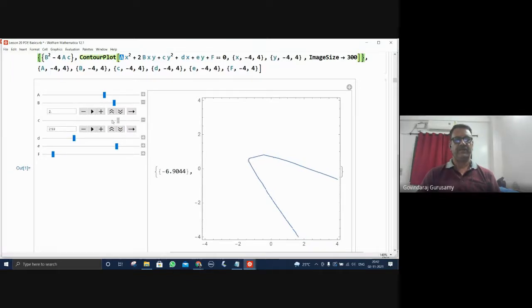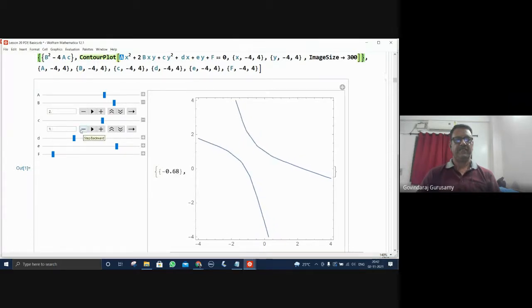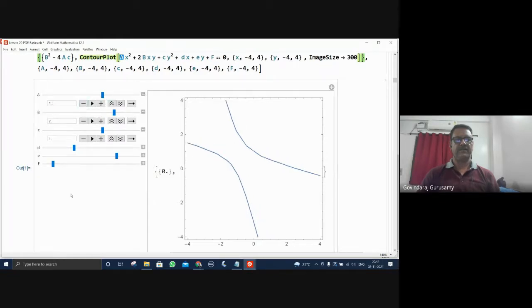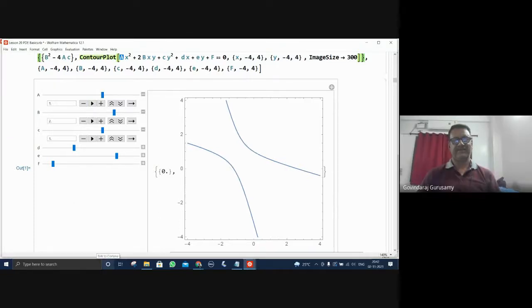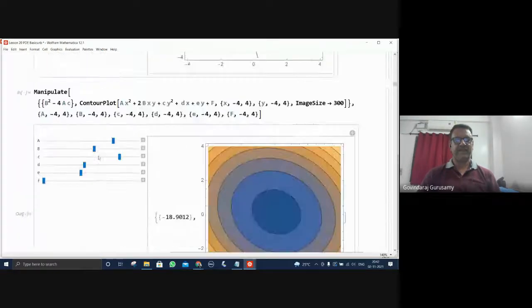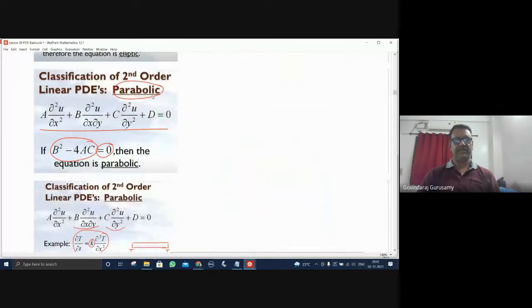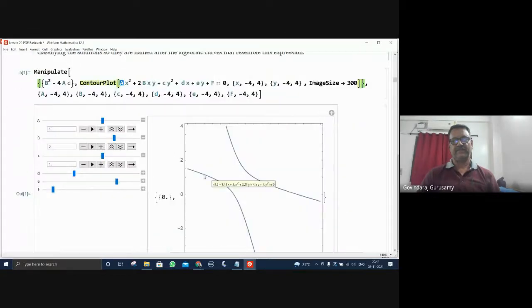So my thing must be 1, and I make A also 1. Am I right? Okay. Yes, sir. Now you can see what is happening. So when you say this condition equal to 0, you can see here it's parabolic. It's a parabola.